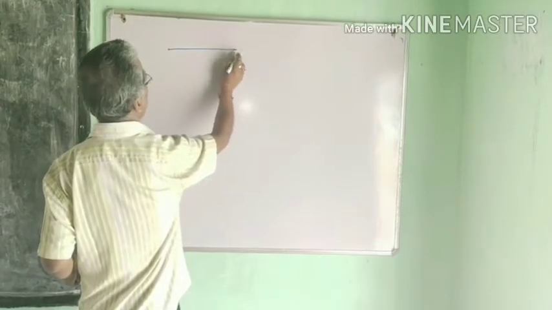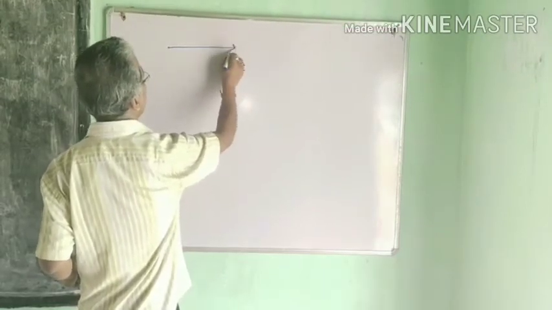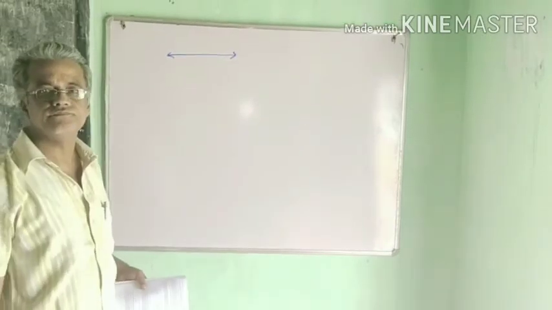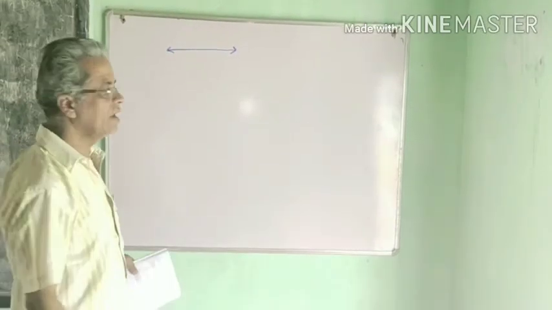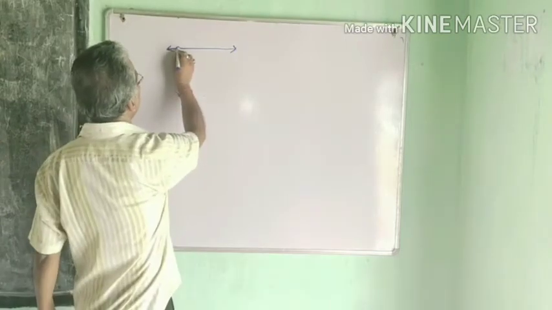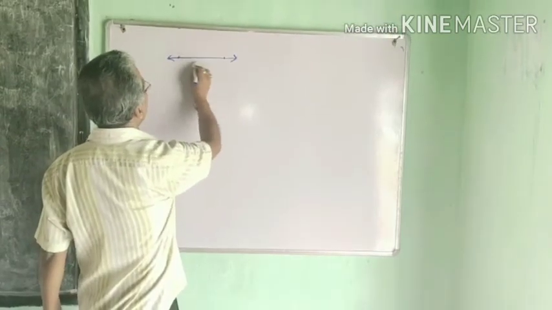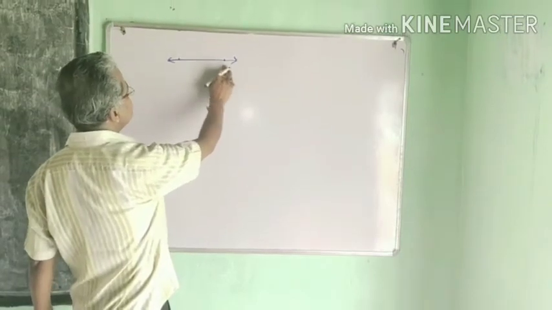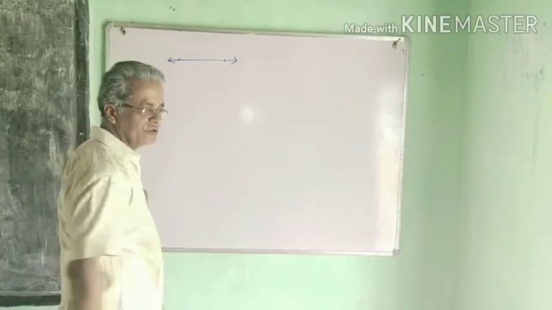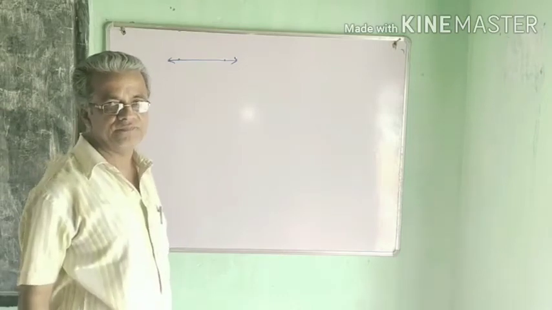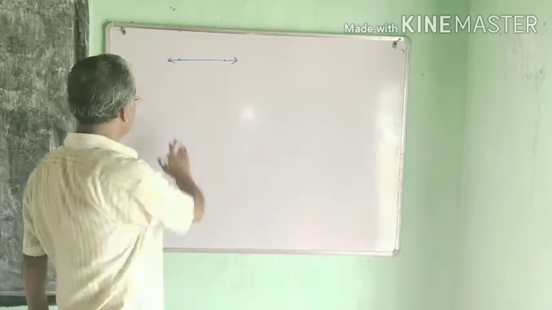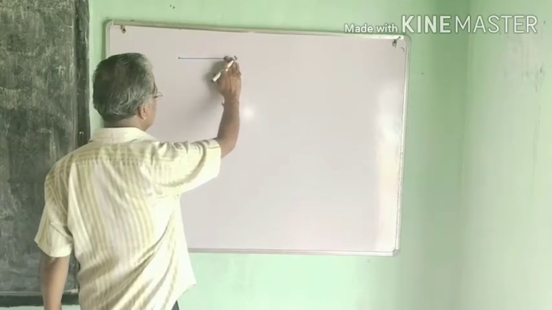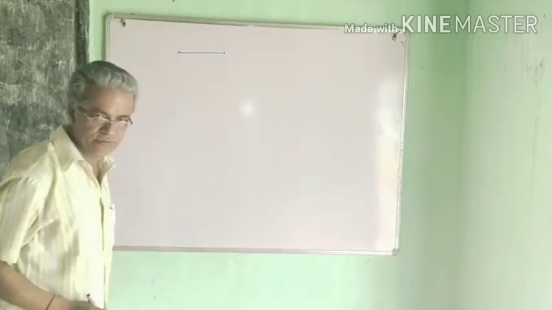but this has become a line segment. Now if we put arrows on both sides, it is a line. That is, if we produce, suppose these are the 2 points, the 2 points are joined and produced both ways, it becomes a straight line. But if we don't produce, only join the 2 points, then it is a line segment.